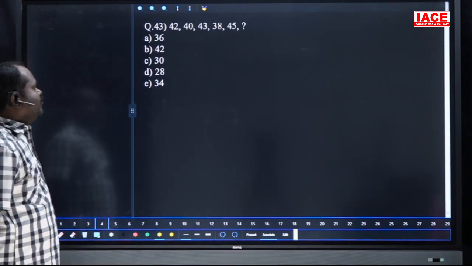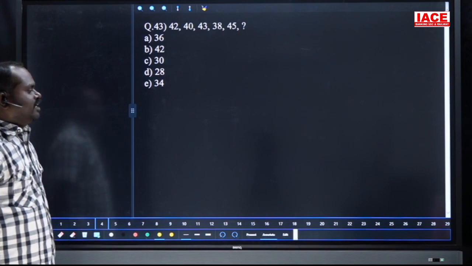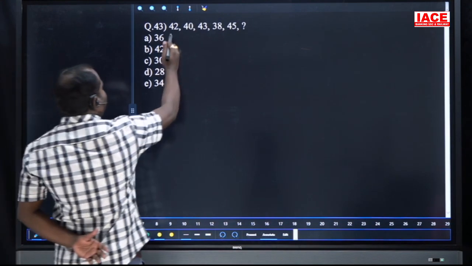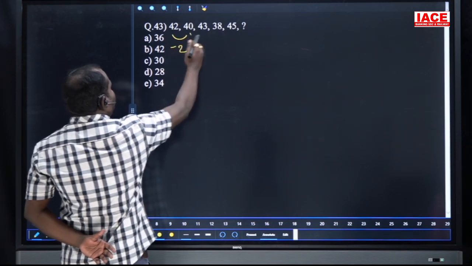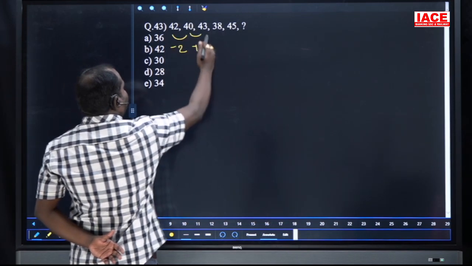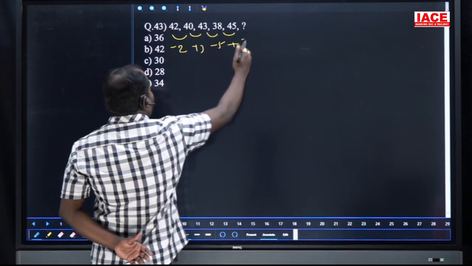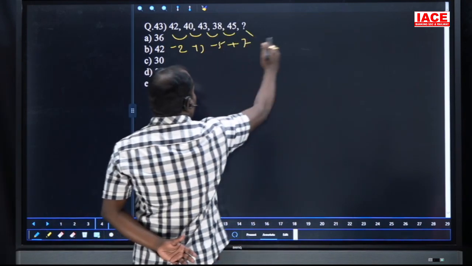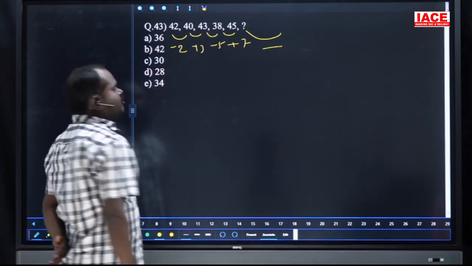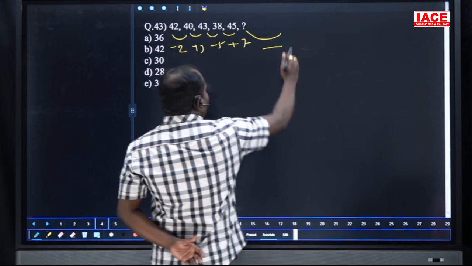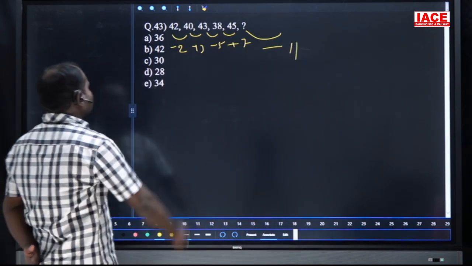Next: 43, 42, 40, 43, 38, 45. The series is alternately decreasing and increasing. 42 to 40 is minus 2, then plus 3, minus 5, plus 7, alternating. The numbers 2, 3, 5, 7 are prime numbers, so the next prime is 11. 45 minus 11 is 34.